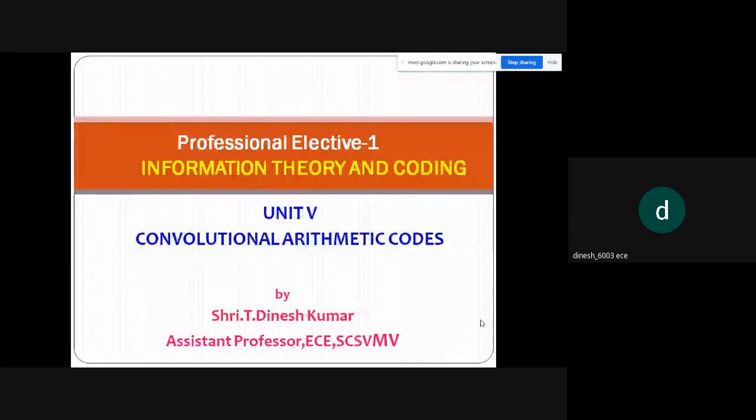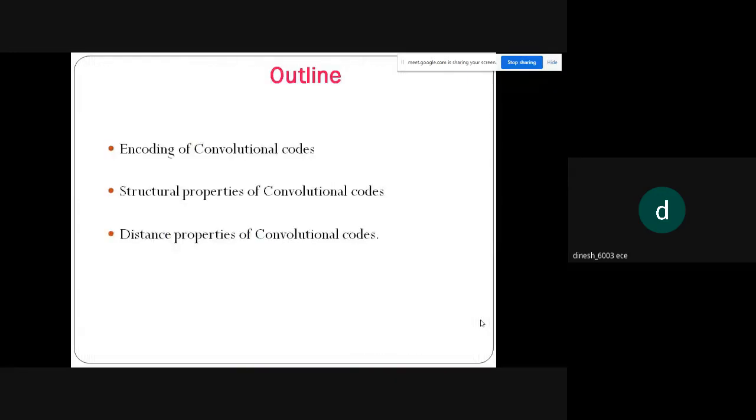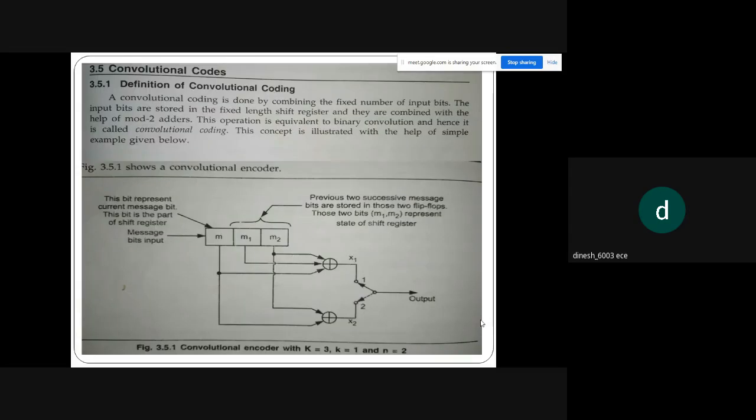Unit 5 is convolutional codes. So what are the topics that we are going to see in convolutional codes? The topics might be very simple: encoding of convolutional codes, structural properties and distance properties. But each and every concept of convolutional codes is a bit complex to understand, and once you understand the convolutional codes, it will be much easier for solving. Okay, so let us start with the definition of convolutional codes.